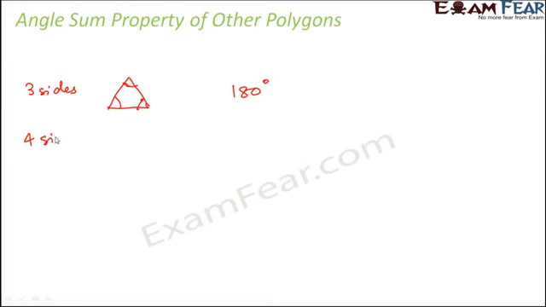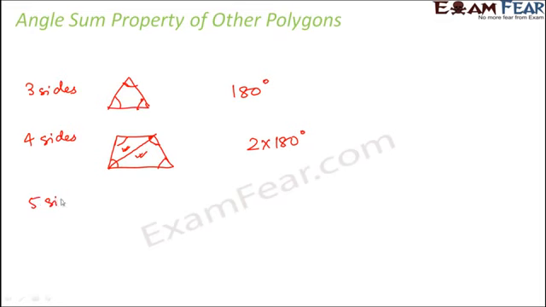The next polygon would be the one with 4 sides. For a polygon with 4 sides, what is the sum of the angles? That is equal to 360 degrees, or we can say 2 into 180 degrees. Why 2 into 180 degrees? Because if we draw a diagonal, the diagonal divides it into 2 triangles. So the angle sum should also be 2 times the angle sum of a triangle, that is 2 into 180, which is 360 degrees.